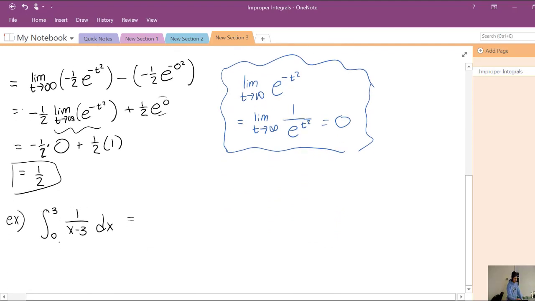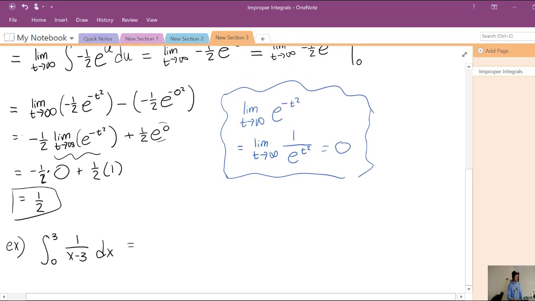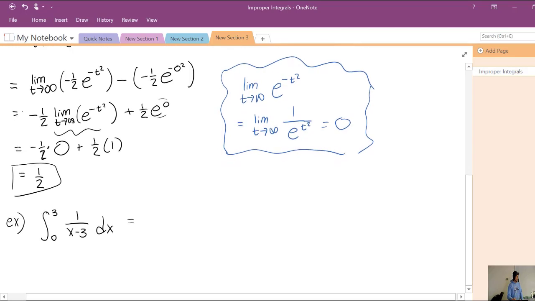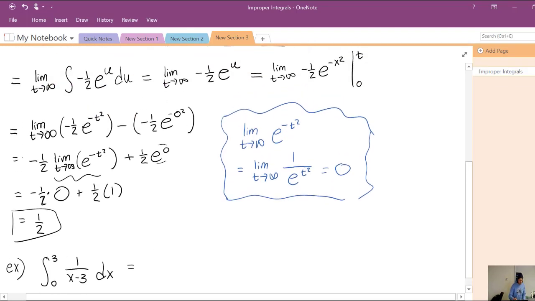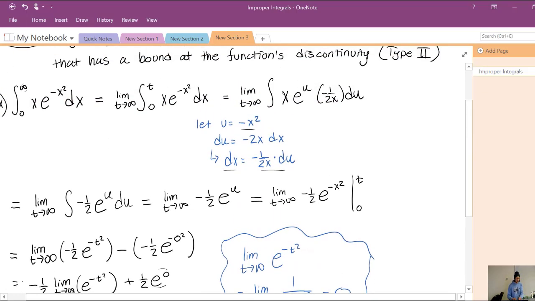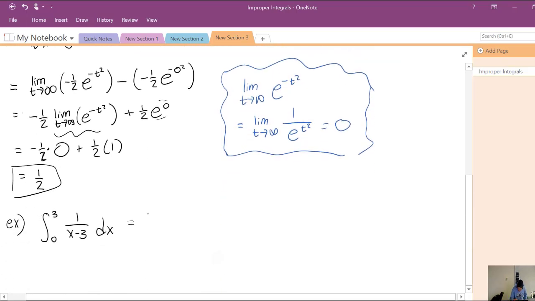At 3 itself, right? So this will qualify as what we call a type 2 improper integral. It's improper because one of its bounds is a discontinuity. And so before we used a limit statement to correct that, we're going to do the same thing here, except now our variable is heading to 3. Wait, I still wrote 3. It's t.